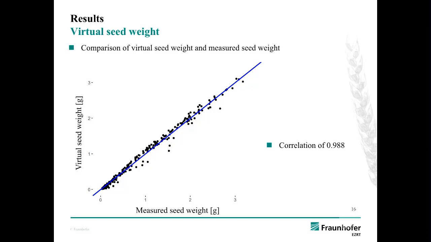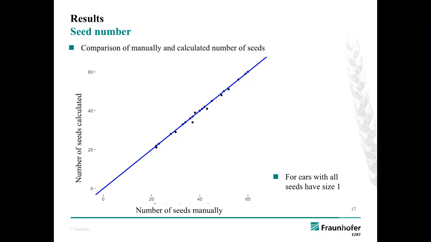The other comparison was the number of seeds. Here you see that not all of the ears are in the diagram. That's because when we calculated the data, we didn't realize that we should also calculate the small seeds which were going through the sieve. So that's only the data where we have all seeds counted for the ears. And again, we have a high correlation.